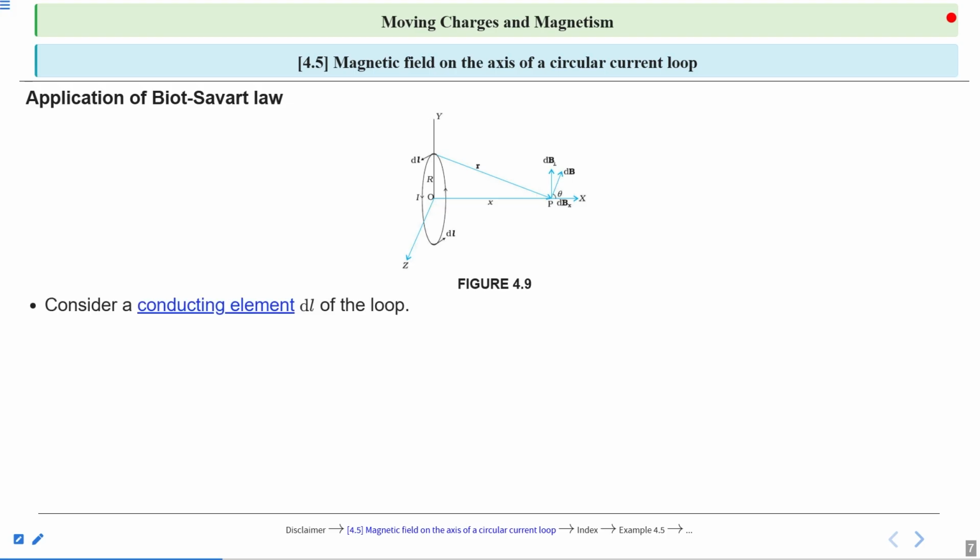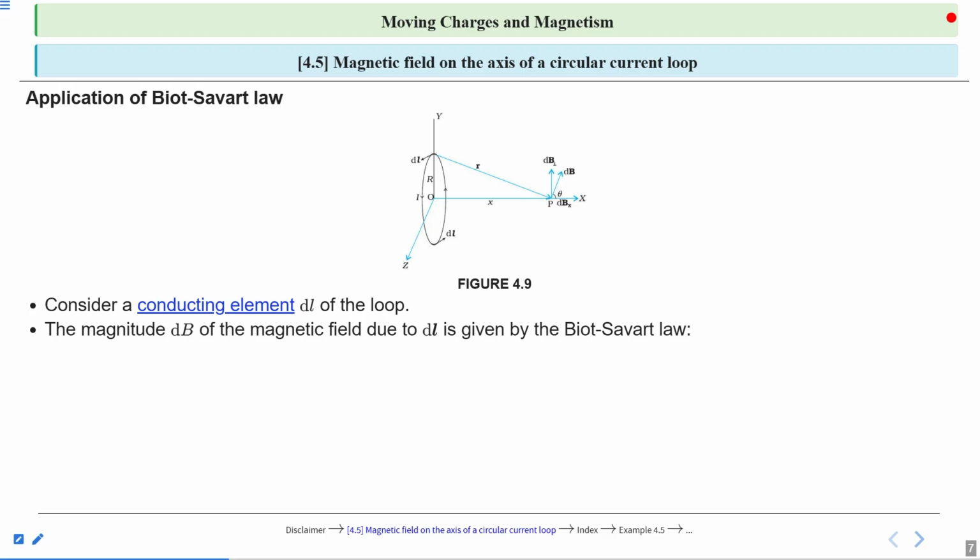Now consider a conducting element or current element dl of the loop. The magnitude dB of the magnetic field due to dl is given by Biot-Savart's law. Okay, now we know that due to a small current element, as we have done in the previous lectures, the magnetic field at a point in space is given by the Biot-Savart law.